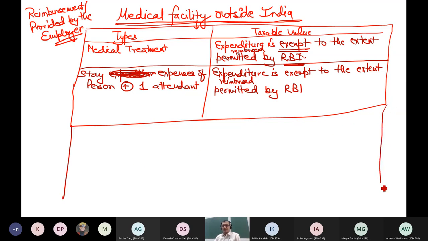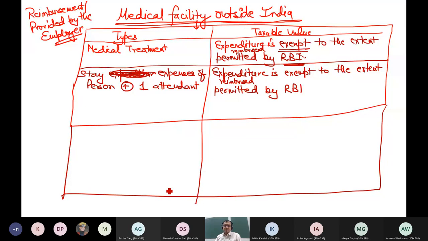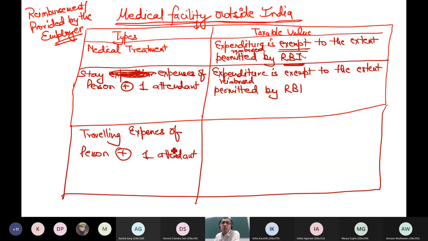And third is traveling expenditure. Here also, the traveling expense of not only the concerned person who is sick, but plus one attendant. Here RBI doesn't come into the picture because I'm in India and the ticket will be purchased in Indian rupees, so there is no foreign currency involved. So RBI permission doesn't matter.